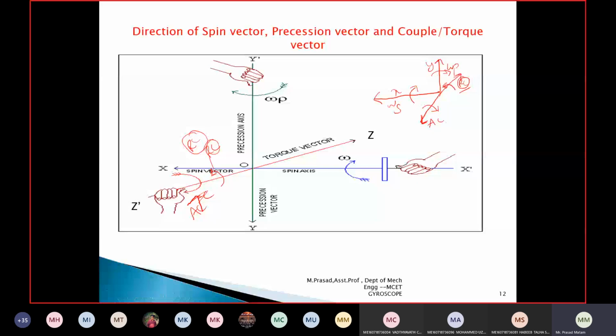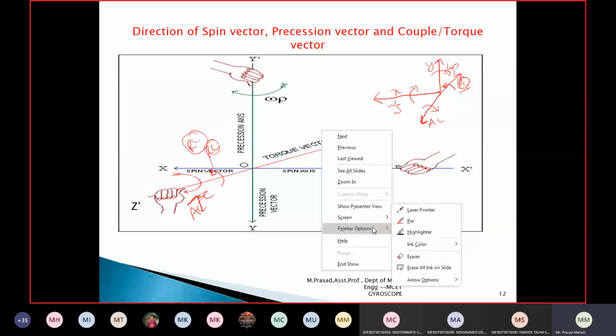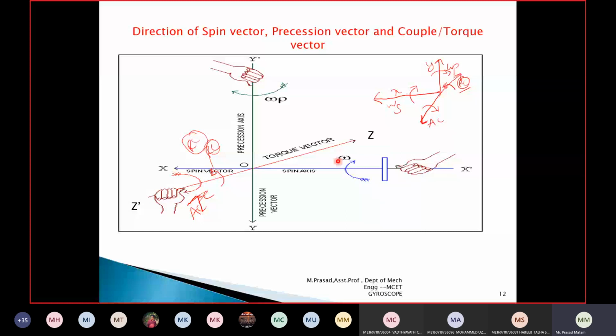First you understood what is a spin vector, what is a torque vector, and what is a precision vector. Are you clear on this? The spin axis, precision axis, and torque axis. These three are important. If you know this, I will go to the next slide.